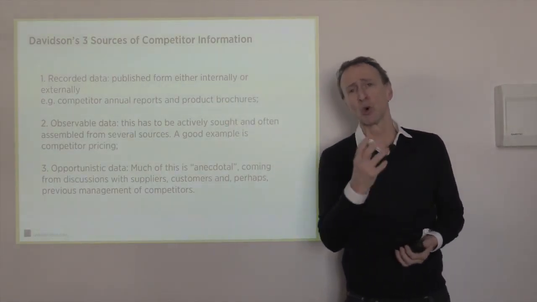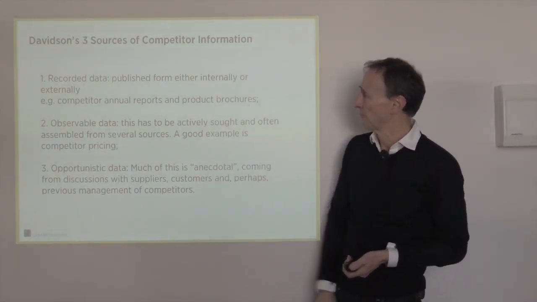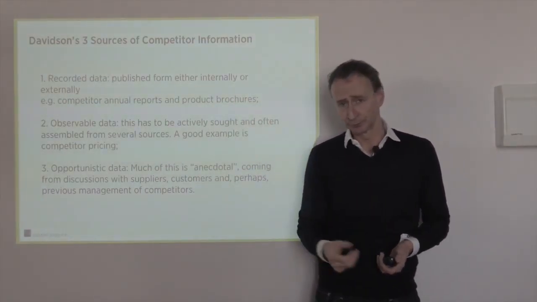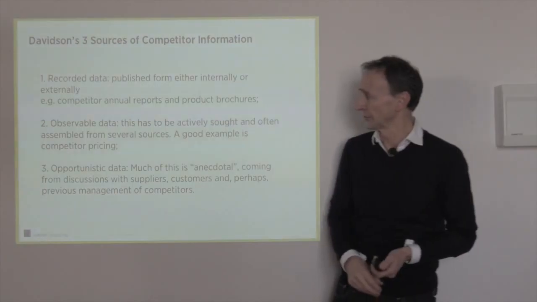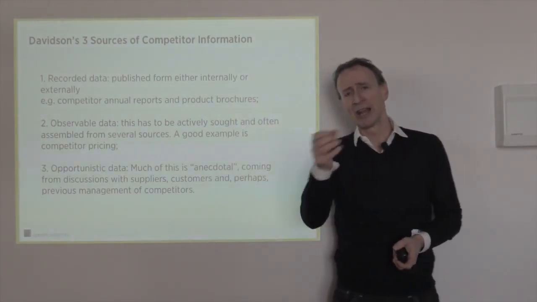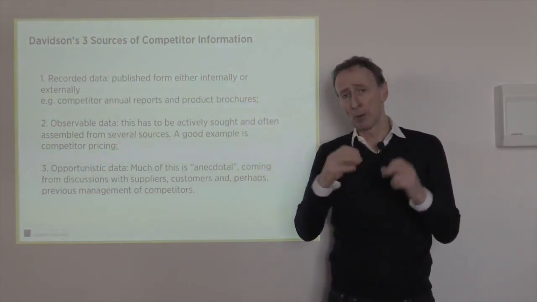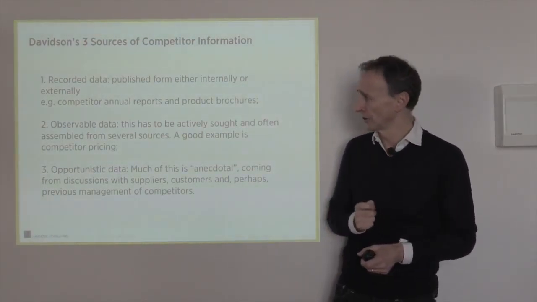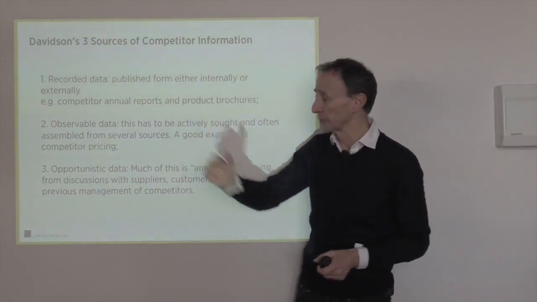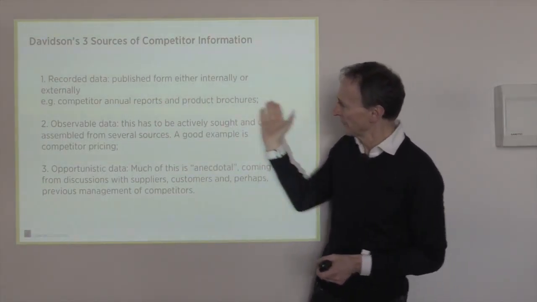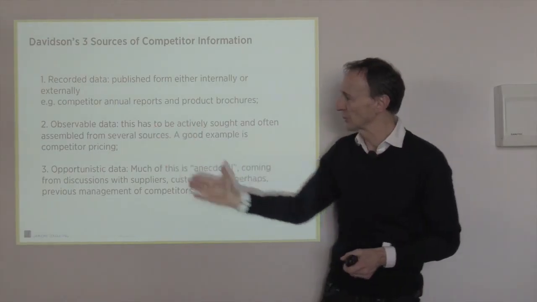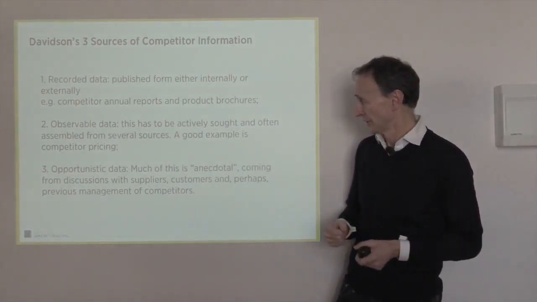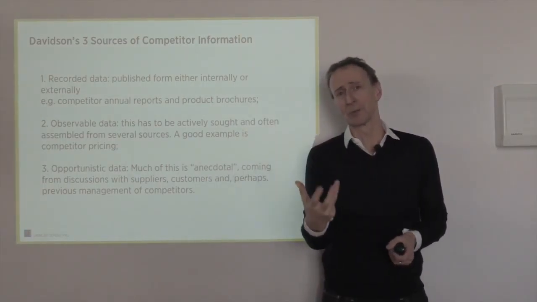One, there is recorded data published either internally or externally. So their annual reports, their product brochures, various places that you could, in published form, get a really good understanding as to who they are and what they're trying to achieve. Two, it could be observable data. Well, what does this mean? Well, this information is actively sourced and assembled from various different places. So, for example, a good example would be competitor pricing.